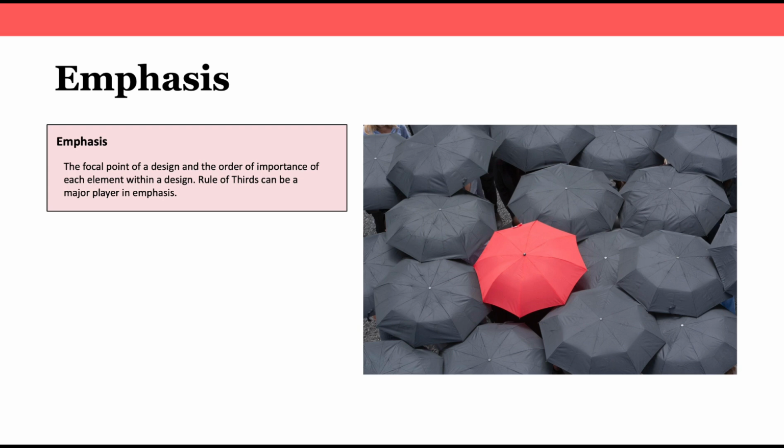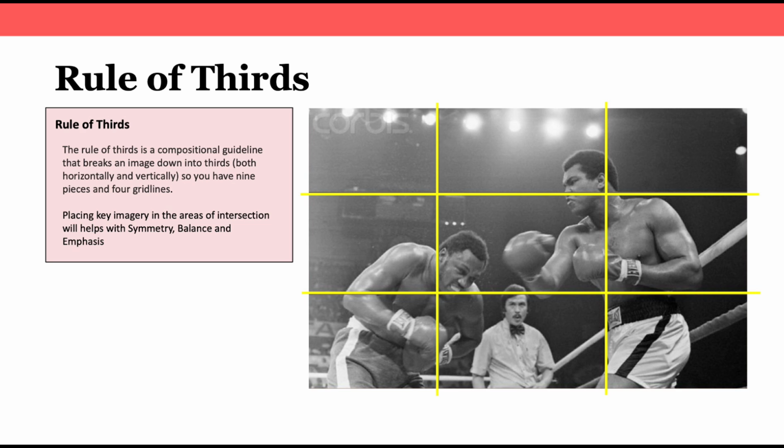Emphasis is the design principle that draws the viewer's attention to the most important element in a composition. Notice your eye is immediately drawn to the red umbrella. Every design needs a focal point. If everything is important, nothing is important. The rule of thirds is a way to create emphasis by placing important subjects at intersection points.